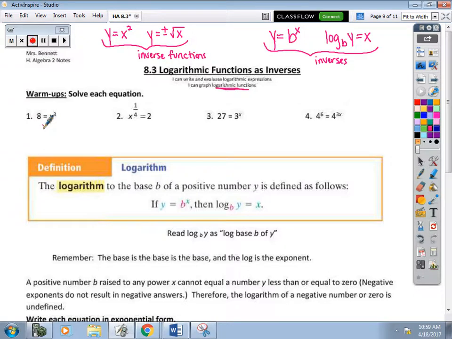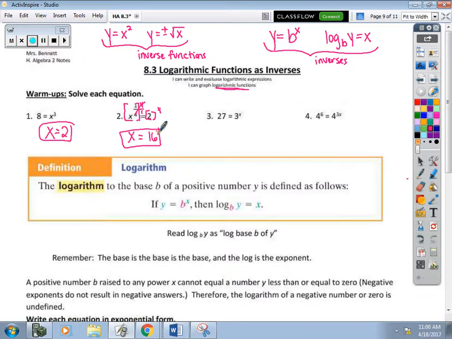So for number 1, if 8 equals x cubed, what is x? 2. Cube root both sides, or just mentally think what cubed gets me 8. How about number 2? What would we have to do to both sides to solve for x? Yes, we are going to multiply the exponent by a reciprocal. So this would be raising them both to the 4/1 power, which would get me x equals 2 to the 4th is 16.